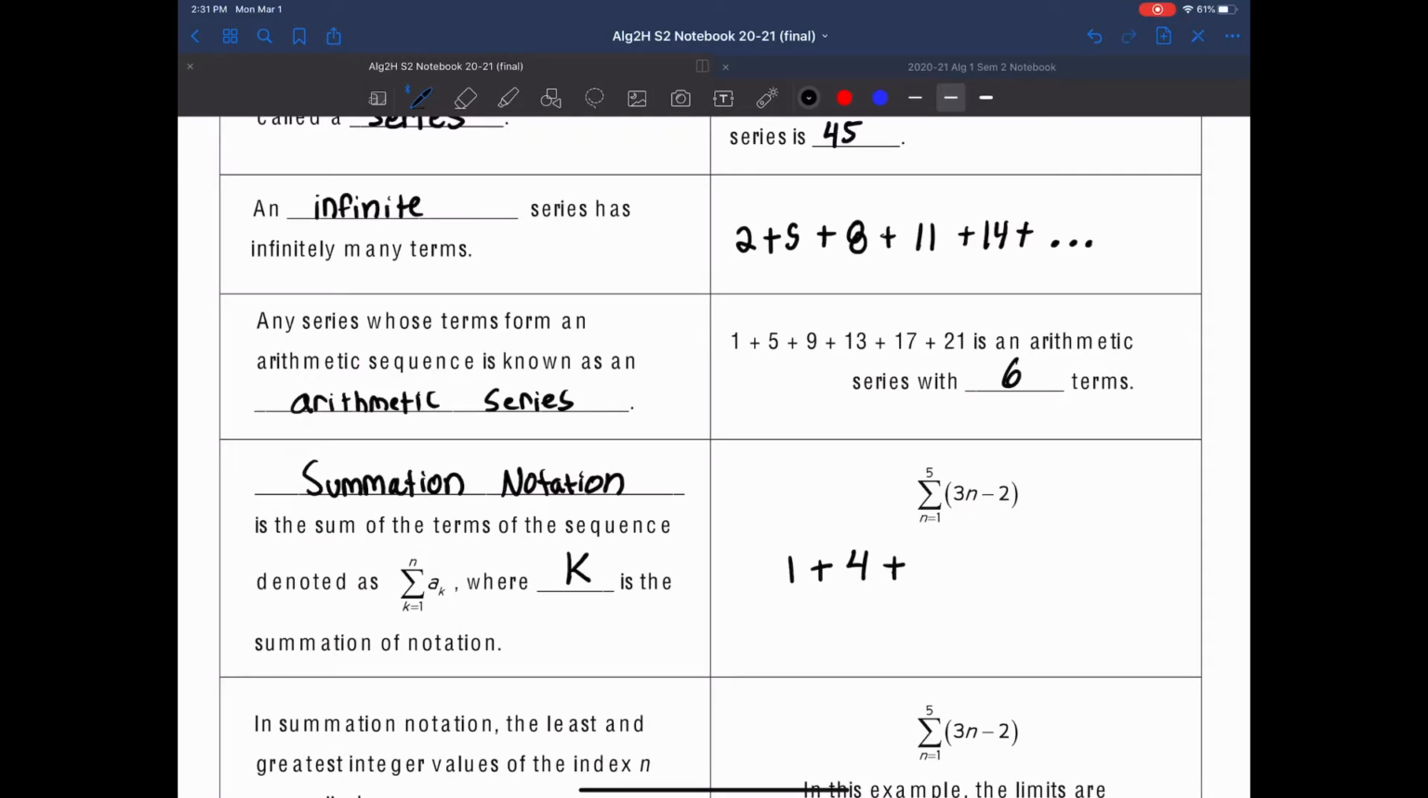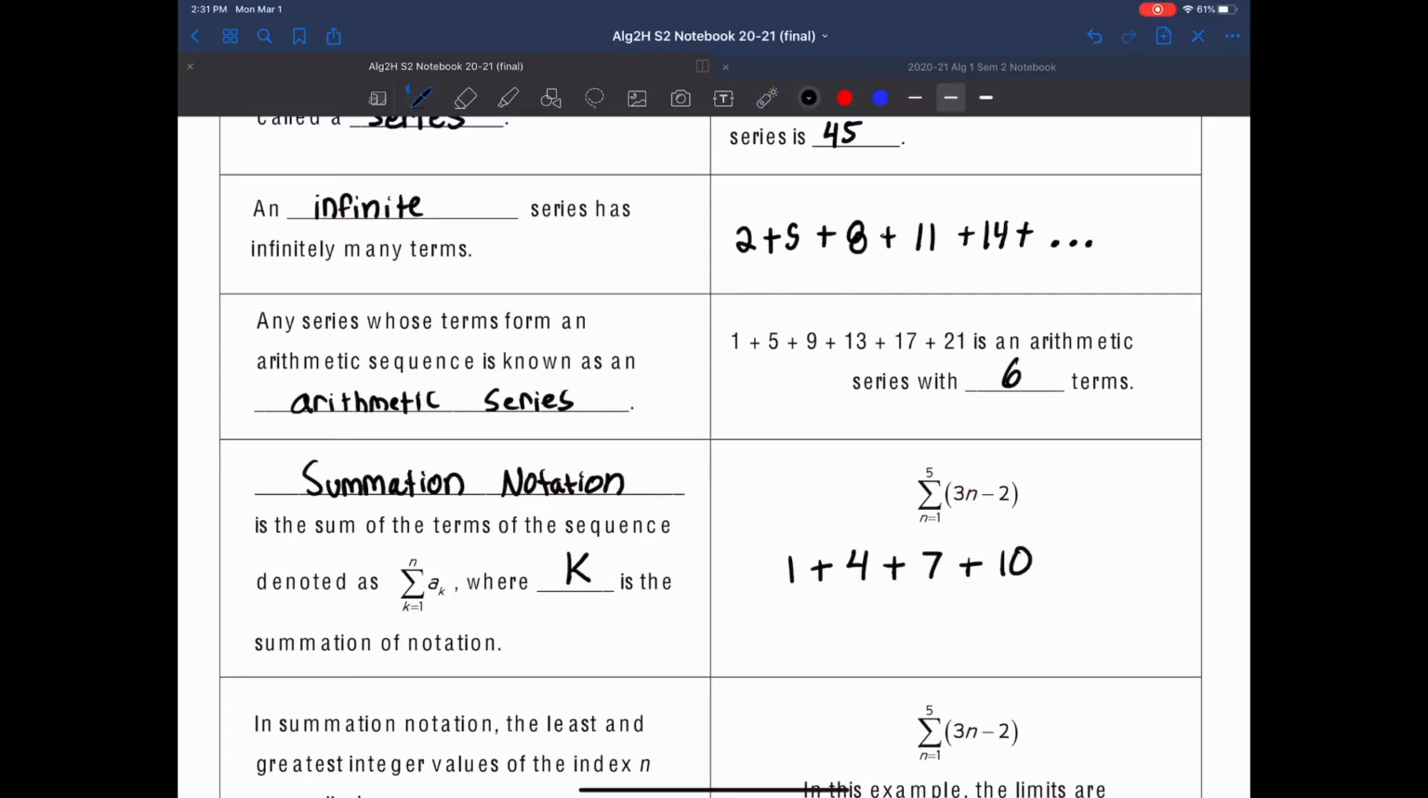Then I plug in n equals 3. If I say n equals 3, I have 3 times 3 is 9. 9 minus 2 is 7. So the next term of the sequence is 7. Then I plug in n equals 4. If I do 3 times 4, that's going to give me 12. 12 minus 2 gives me 10.